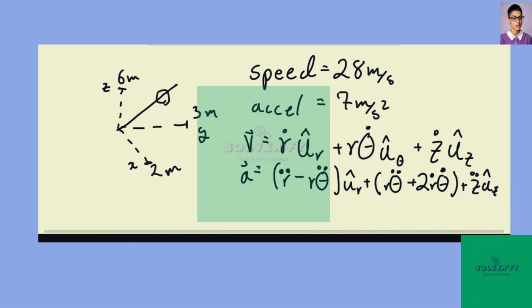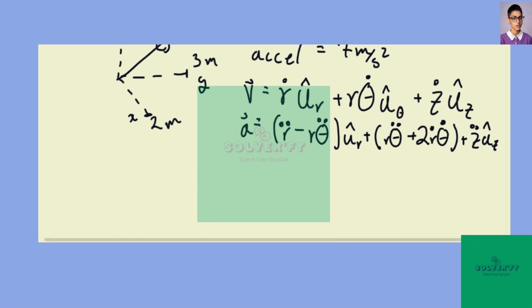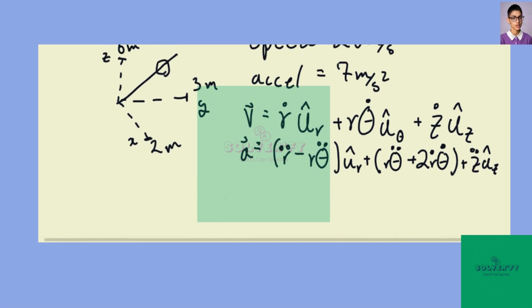In this problem, we have some string with a washer on it, and the washer is going down the string with a speed of 28 meters per second and an acceleration of 7 meters per second squared. We know the x, y, and z dimensions of the end of the string, and we want to find the velocity and acceleration of the washer in terms of cylindrical coordinates.